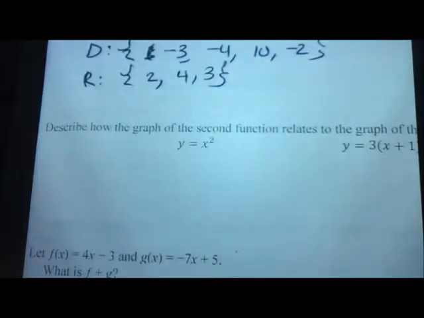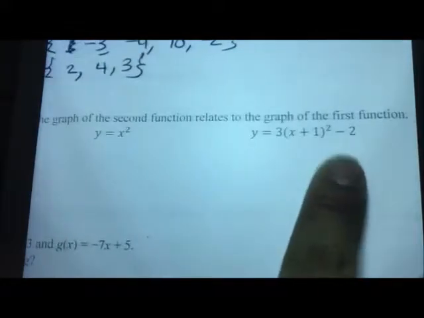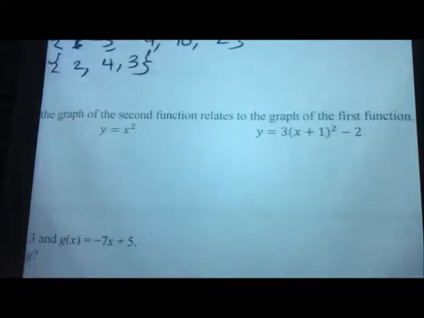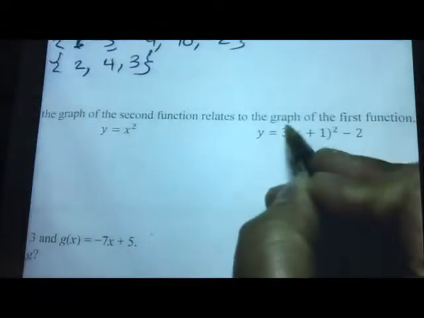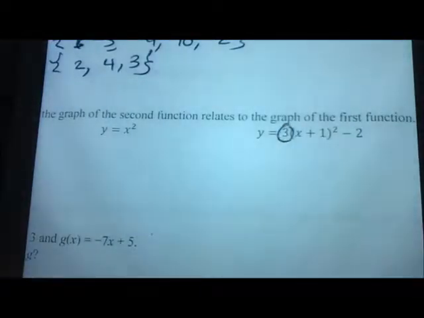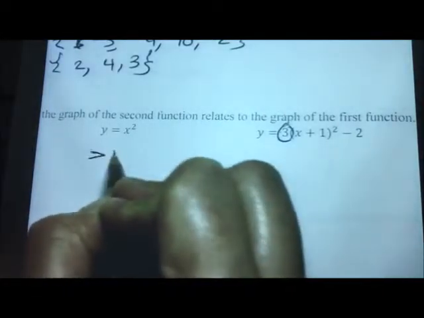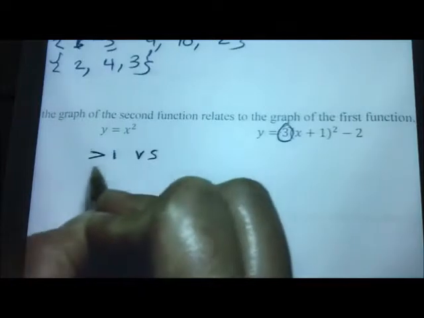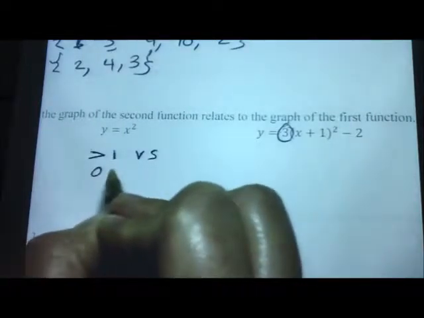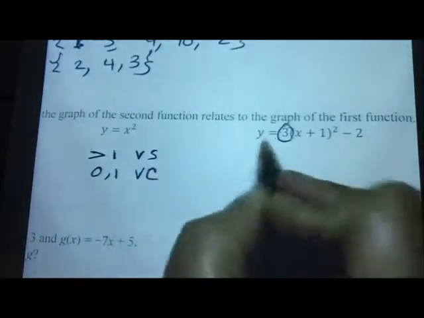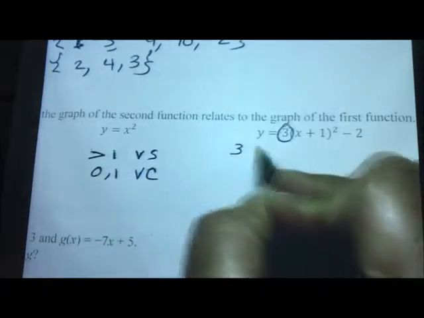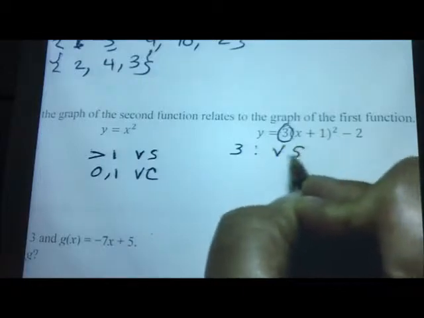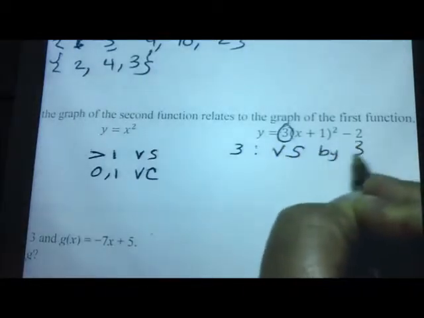So we have to describe the transformation from here to this one. So we've talked about transformations. If you have to graph it to see it, go ahead. But we've talked about the number in front. It's either going to vertical stretch or vertically compress. If the number is larger than 1, it is a vertical stretch. If the number is between 0 and 1, then it is vertically compressed. In this case, I have a 3. So because of the 3, the graph is getting vertically compressed by 3.